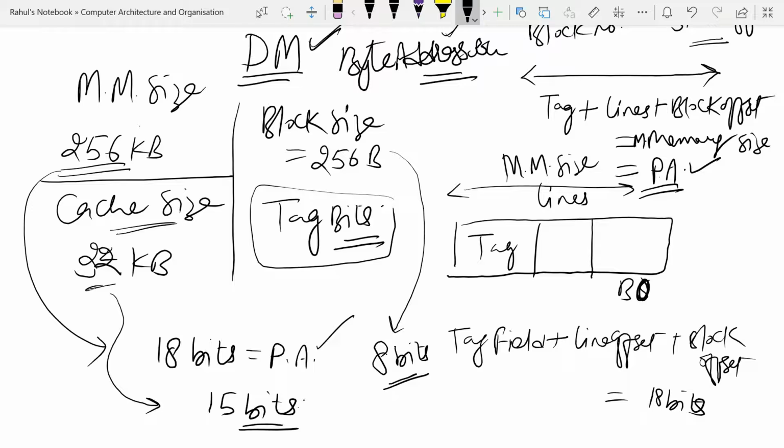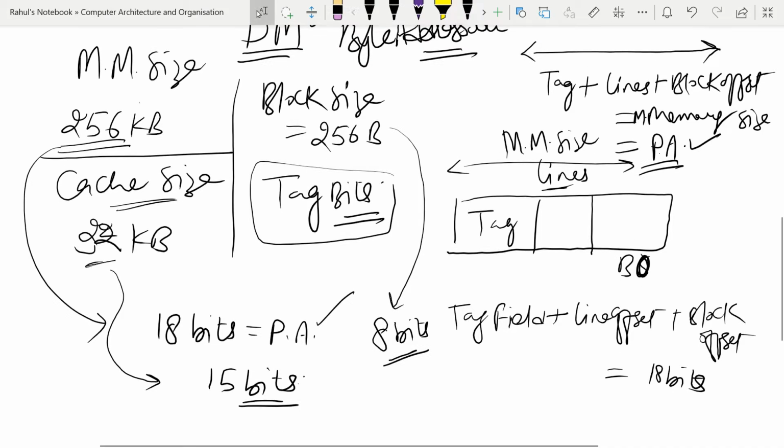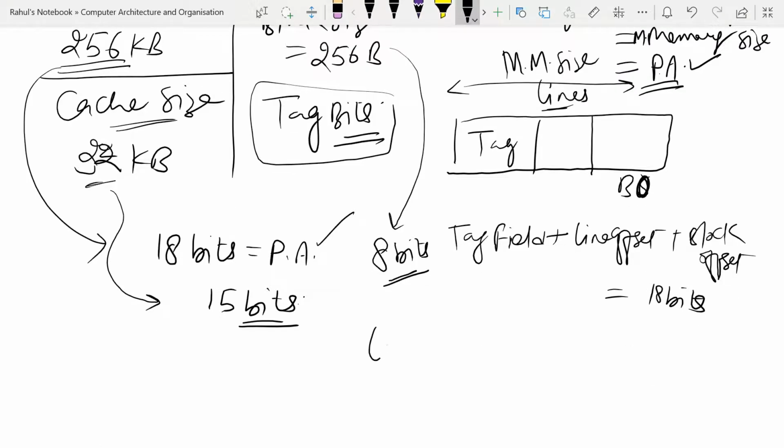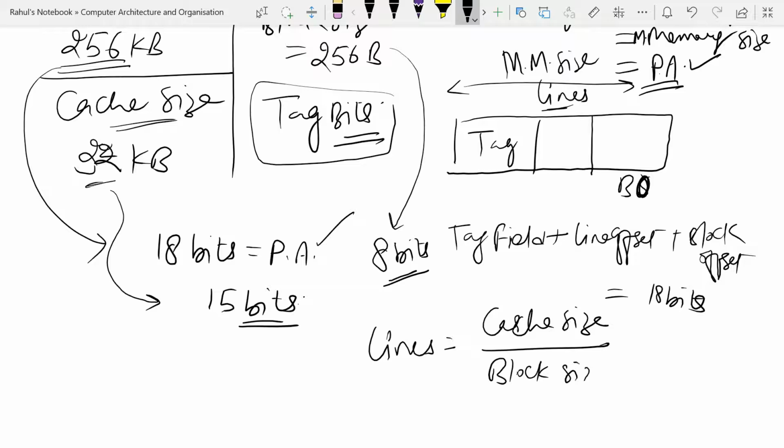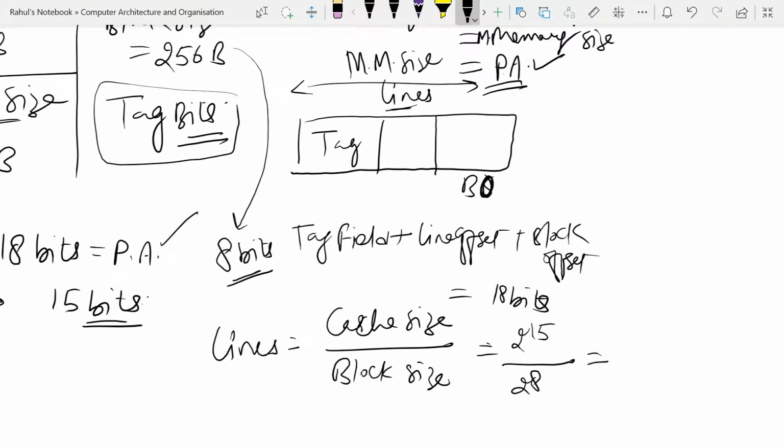So we have to represent lines. To calculate lines, we have another formula: the total number of lines is equal to cache size divided by block size. What is cache size? Cache size is basically 2 to the power 15, divided by block size, 2 to the power 8. So how many bits would be required for lines? 2 to the power 15 divided by 2 to the power 8 is 2 to the power 7, meaning the line number would consist of 7 bits.